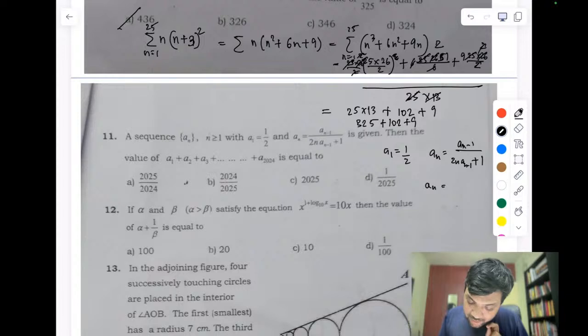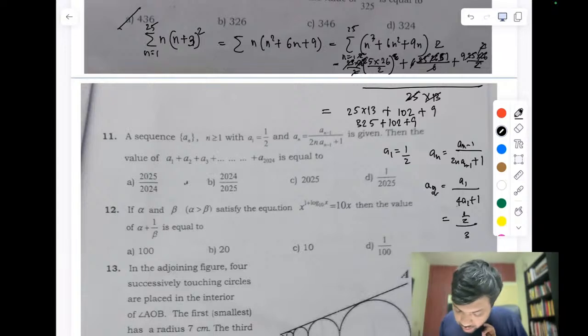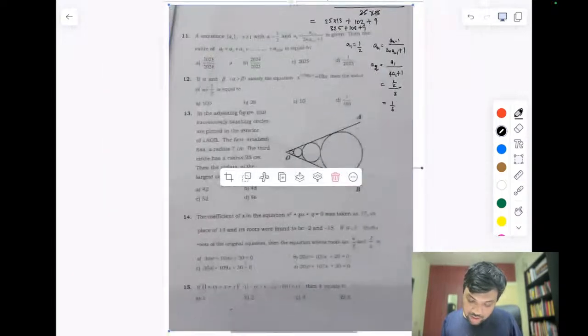So you guys notice the pattern by plugging in values. Like if you put a1, a2, a3. So if you put a2, you will see it's a1, 2 2s are 4a1 plus 1. That is half by 3. Is it half by 3? Half. 4a1 is what? 2 plus 1, 3. So it's 1 by 6. Was it 1 by 6? Sorry.